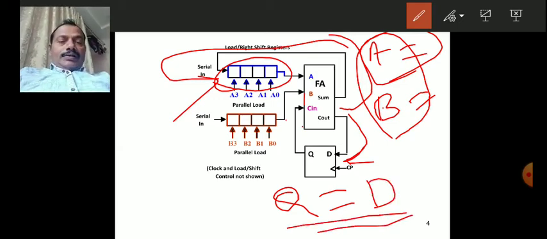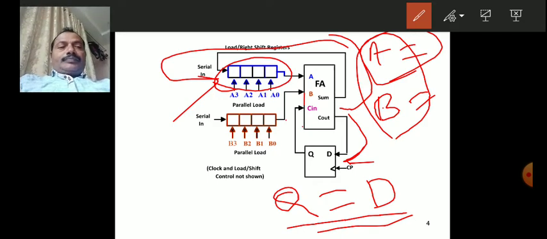This is the output equation of the D flip flop. Hence, for each pulse, the carry out from the full adder is produced as an input to the full adder, as seen here.